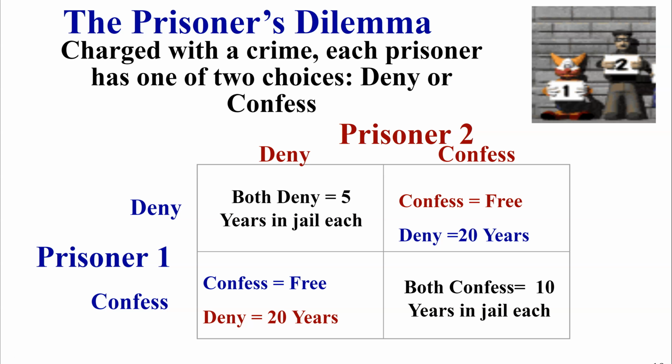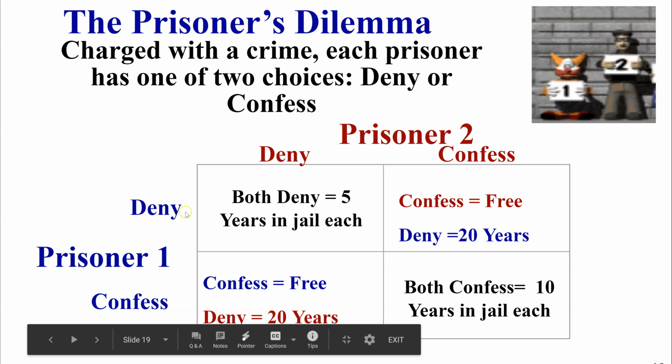And so this is what we call the prisoner's dilemma. And the idea here is, again, if they both deny, they both get 5 years in jail. If they both confess, they both get 10. That's a big difference, 5 years versus 10. But hey, if you confess and the other one denies, then you go free and the other one gets 20 years. However, if you deny and they confess, you get 20 years.